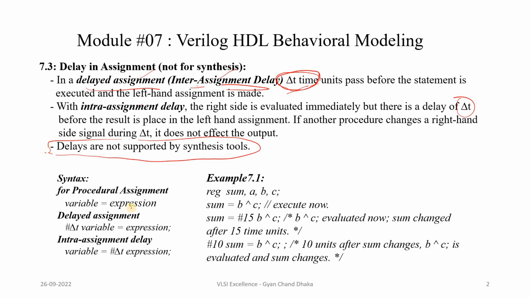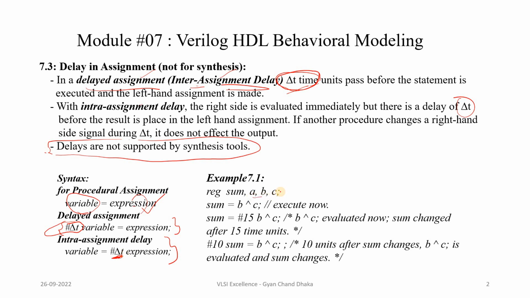So the syntax here is, this is a normal expression where we have a left side variable and we have a right side expression. Then in a delayed assignment, this is the expression where we have to mention the delay unit by making use of a hash character, and the time for which we want to delay the assignment. And in intra-assignment delay, the delay time value is mentioned at the right side of the assignment operator. So let's see one example here.